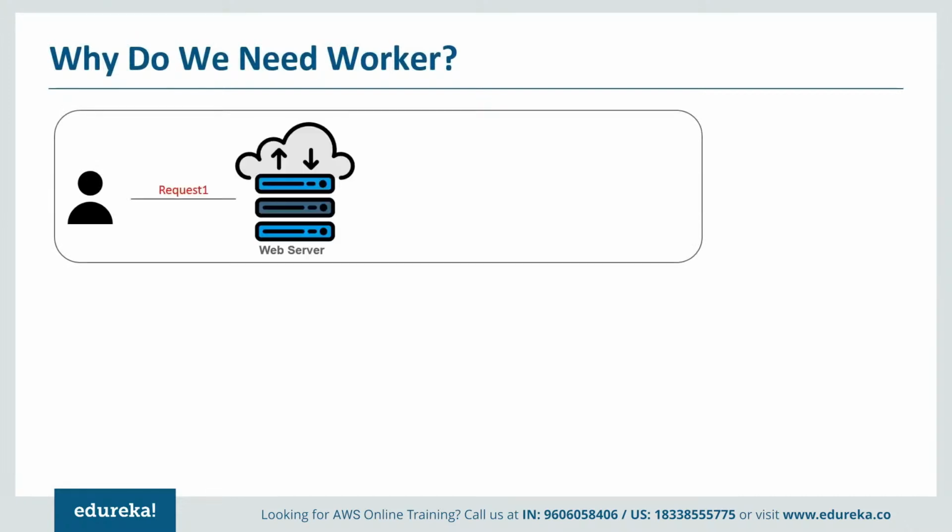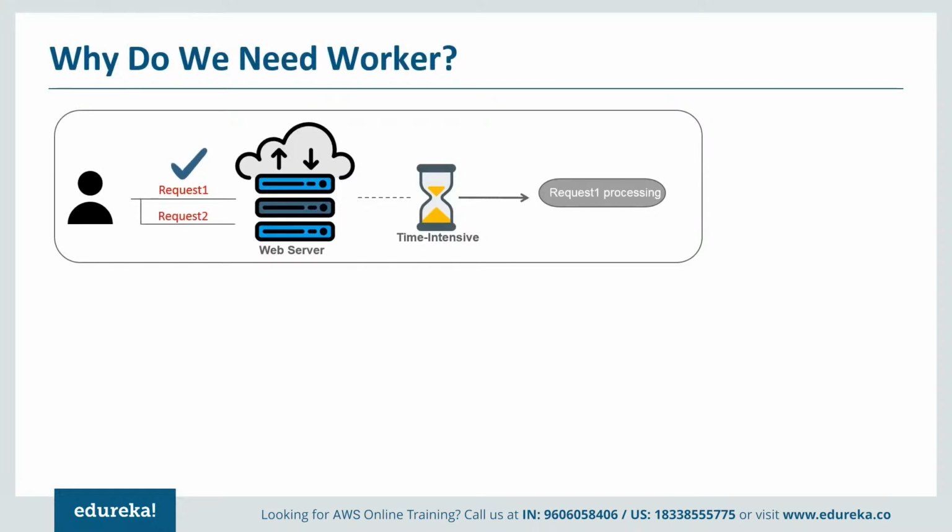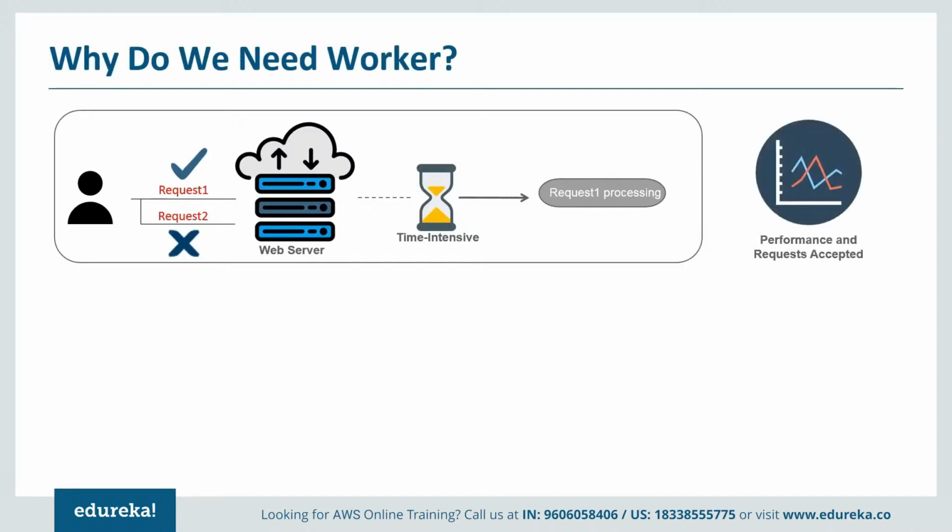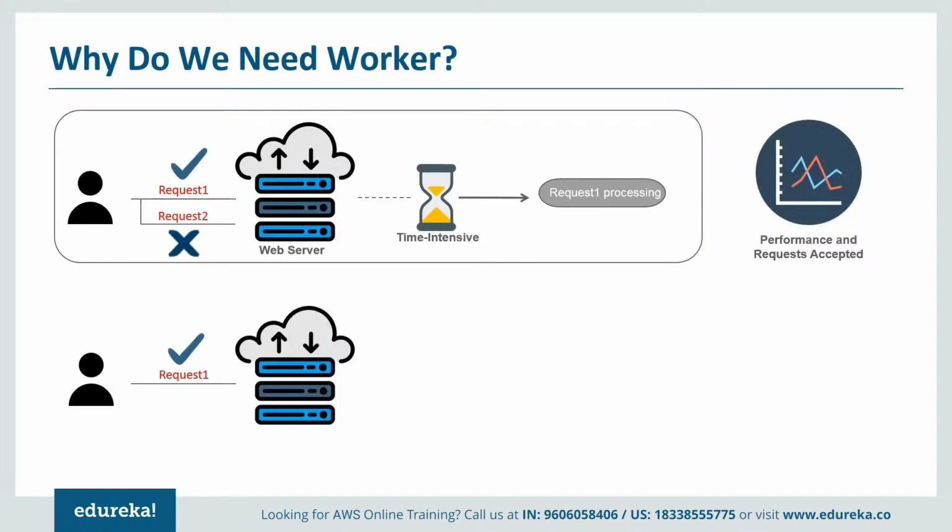Let's try to understand why we need worker with the help of a use case. So I have a client. He has made a request to web server, and the web server has accepted the request, and it starts processing the request. But while it's processing the request, it comes across tasks which are taking a lot of time. Meanwhile, this client has sent another request to web server. Since web server is still processing the first request, it denies the second request. So the result of this is, the performance and the number of requests accepted by your web server will drastically decrease.